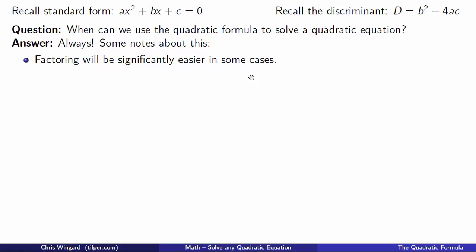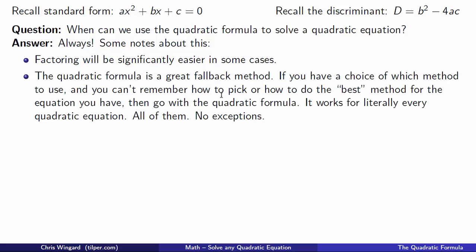So in some cases, factoring is going to be much easier, and the same thing is actually true about the square root method. Sometimes that'll be easier as well. But because the quadratic formula works all the time, it's a great fallback method. So if you have a choice of which method to use, and you can't remember how to pick the best method for the equation that you have, then you can just fall back on the quadratic formula. So it works for literally every single quadratic equation all the time, no matter what else, no exceptions.